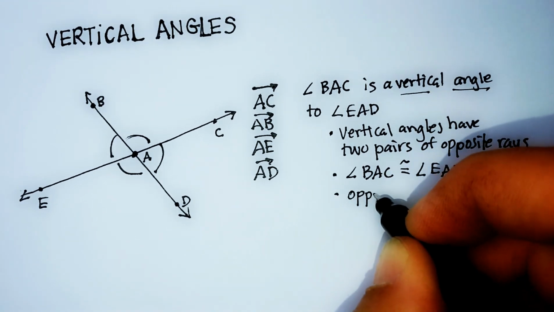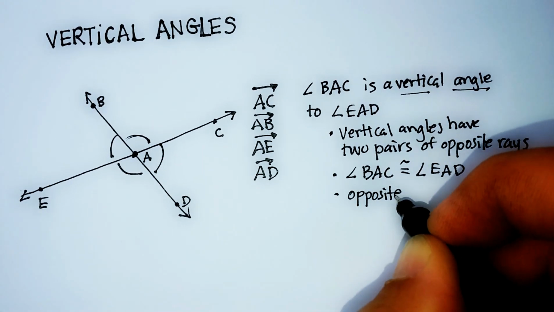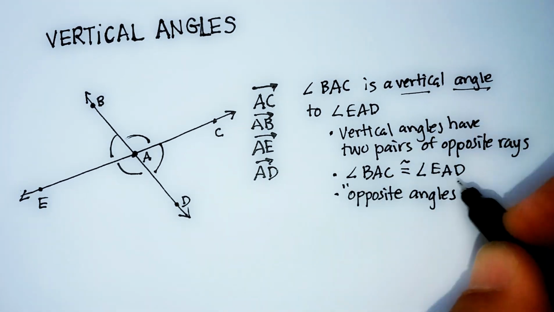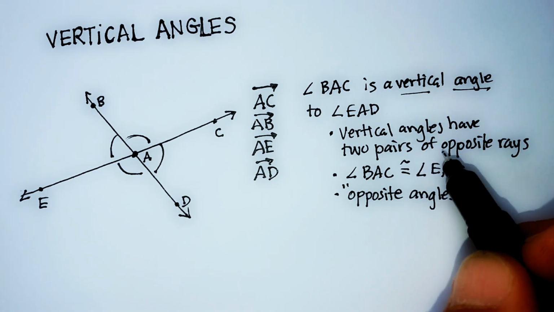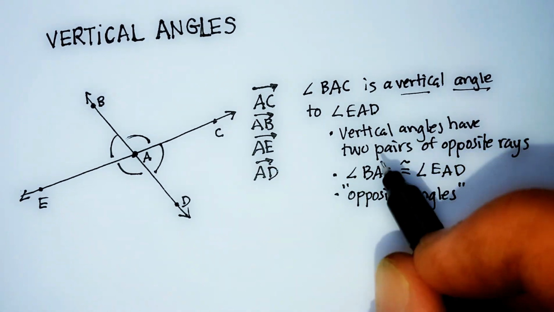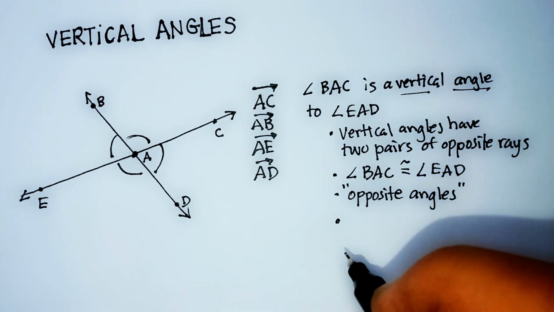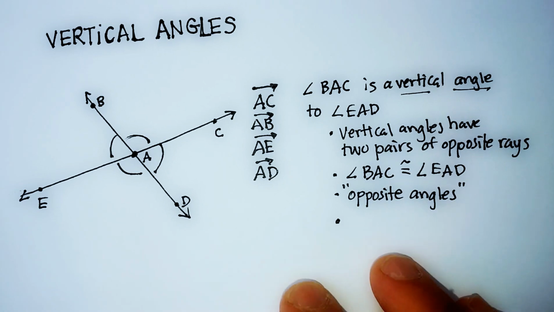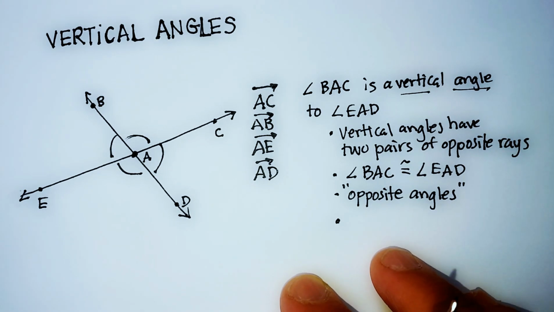So opposite angles. You've got to be careful with that one, though, because they still have to have the two pairs of opposite rays, all right? Now, the characteristic of vertical angles, here's the last thing I want to tell you, is that they're equal. I think I already mentioned that. And I want to give you an example of a problem, okay?